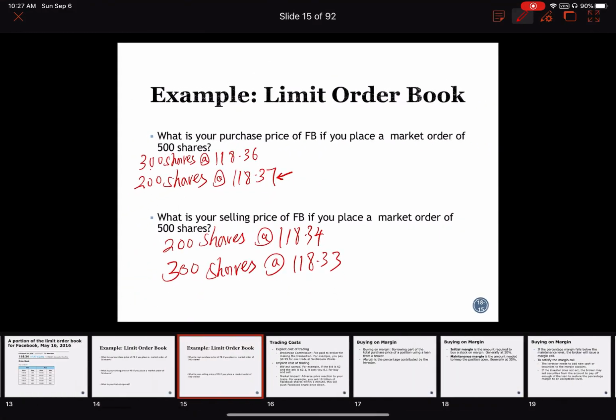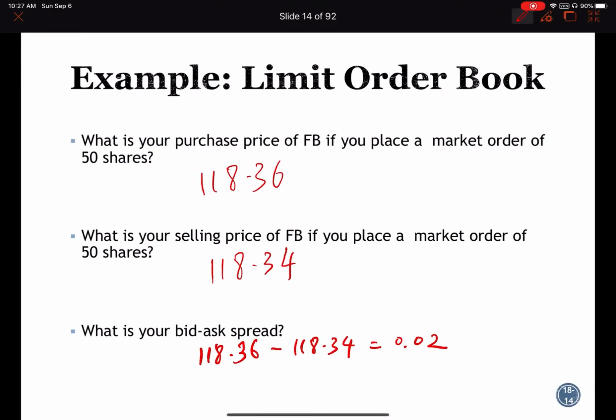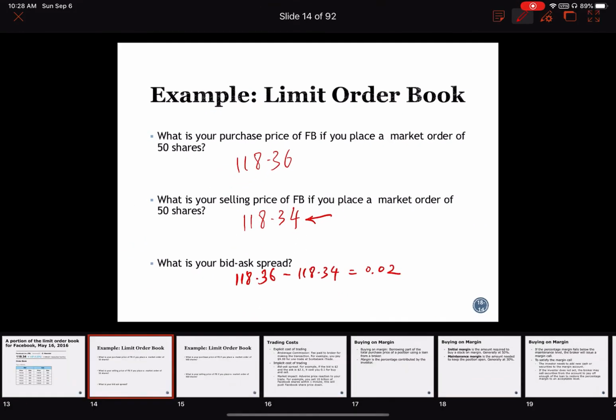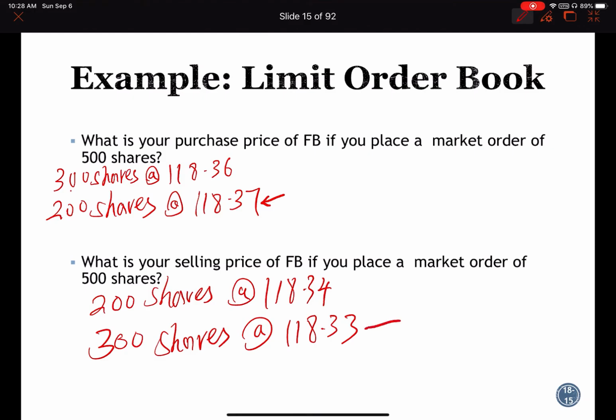It is the same to this second case, right? If you sell Facebook, if you only sell 50 shares, you can sell at this higher price, 118.34. And now, if you want to sell 500 shares, for this additional 300 shares, you have to sell at a lower price. This is a market impact, right? Because you have to sell at a lower price as a seller. This is bad for you. So this is an adverse market impact.